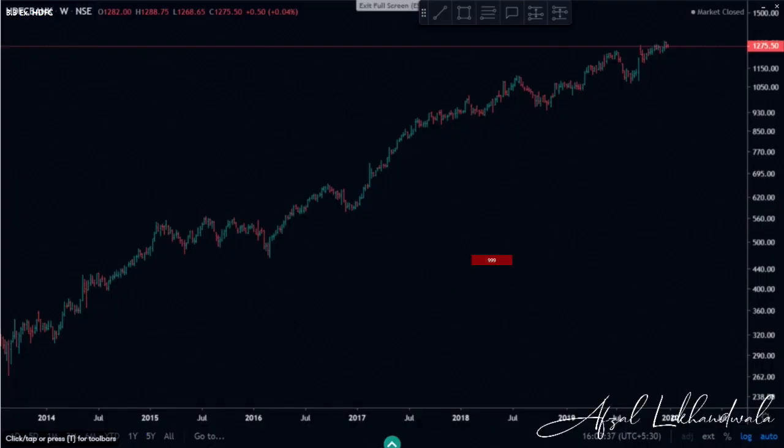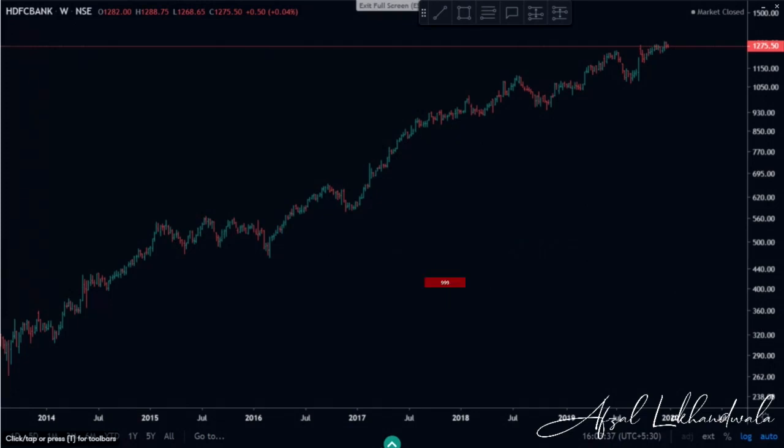So this is the weekly chart of HDFC Bank. As you can see, this stock is in a clear long-term uptrend. So now you can clearly see why all the mutual funds have HDFC Bank in their portfolio. It is in a long-term uptrend.